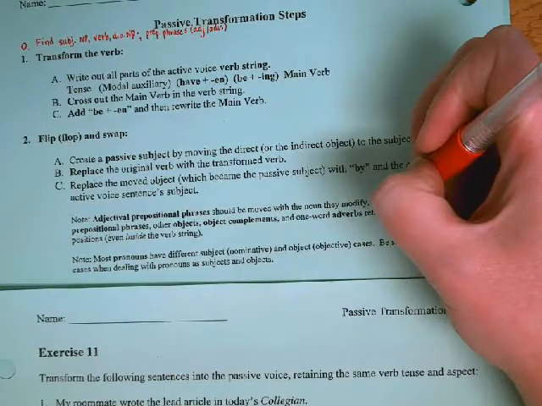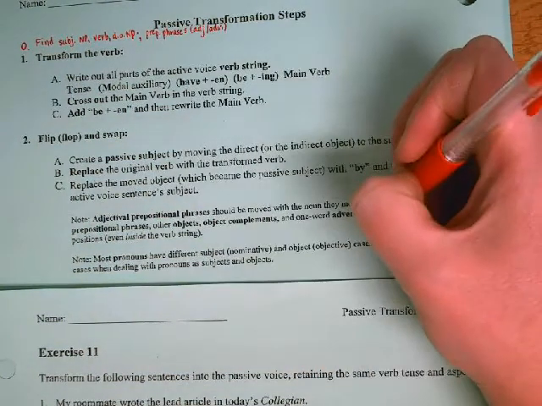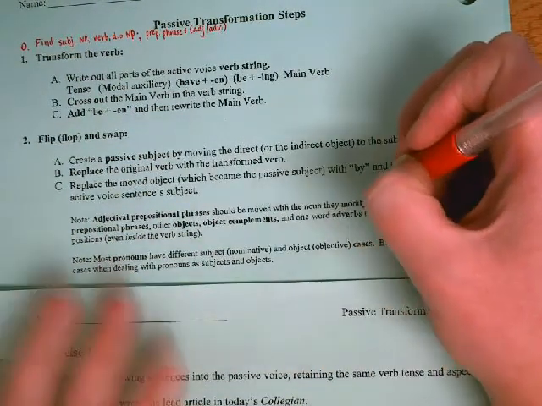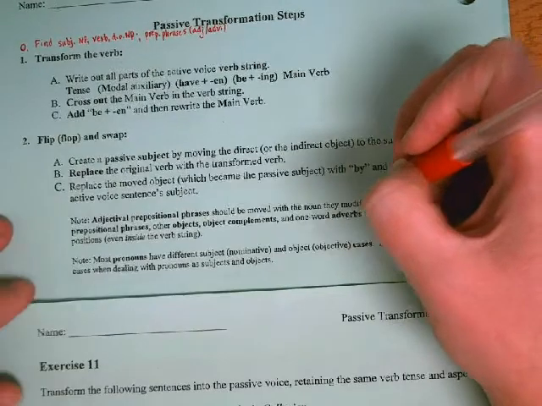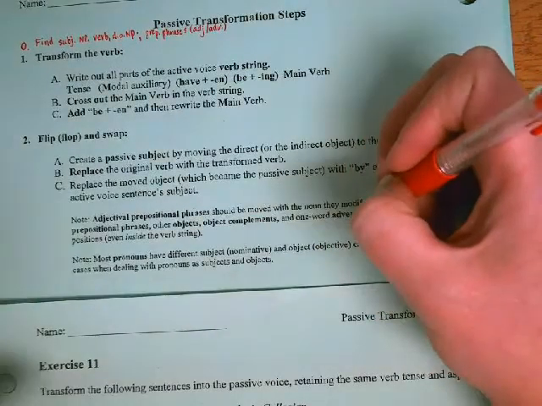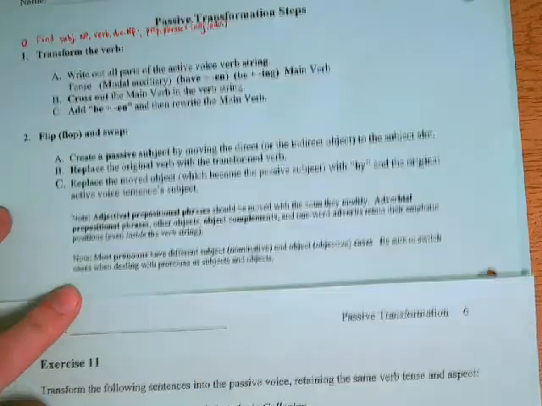And if you have adjectival or adverbial prepositional phrases, adjectival moves, adverbial don't. Object, subject complements, all that kind of stuff, none of that's going to change. You won't really have a subject complement. Sorry about that. Adverbs, though, that'll stay. And watch out for pronouns. We won't have any of those in 1 or 2, though. We'll have those a little bit later on.